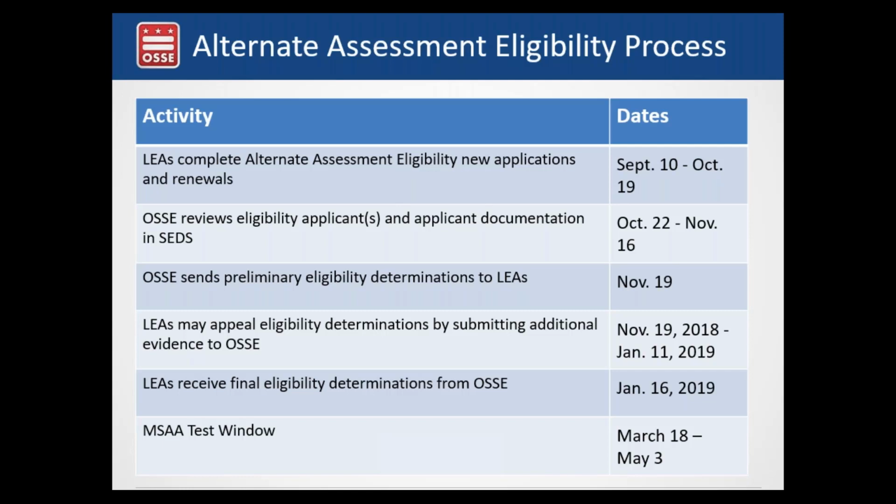On November 19th, OSSE will send all eligibility determinations to LEAs, and from November 19th through January 11th, LEAs will have the opportunity to appeal any determinations made by OSSE. On January 16th, all LEAs will receive their final determination for student participation in the MSAA. And lastly, the testing window for MSAA this year will take place from March 18th through May 3rd of 2019.